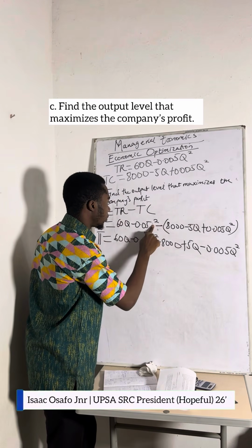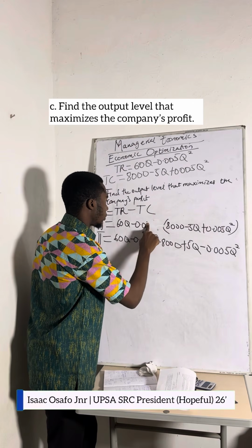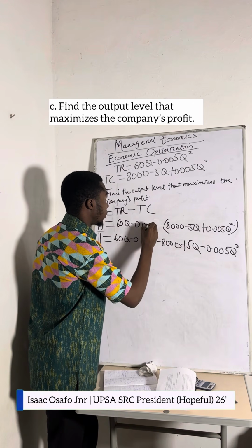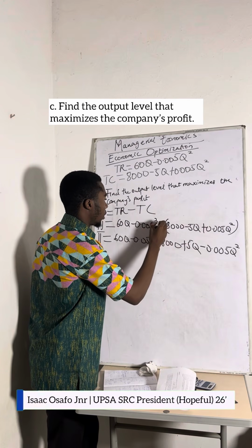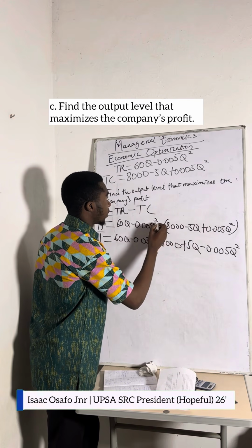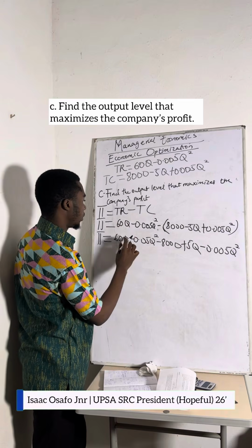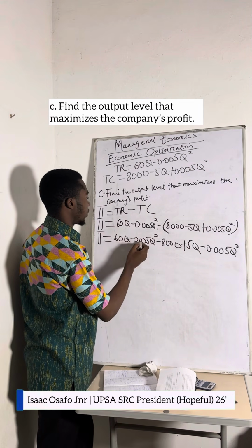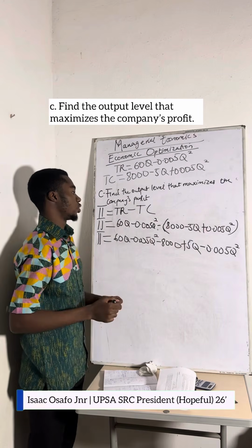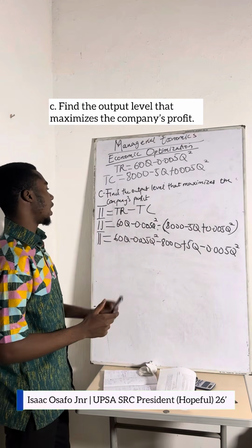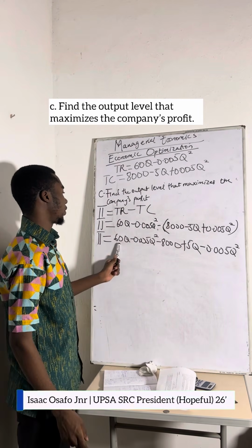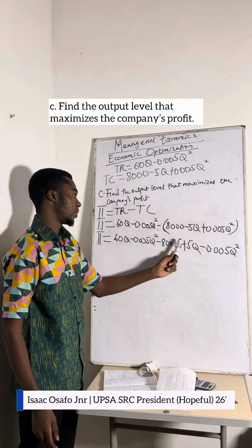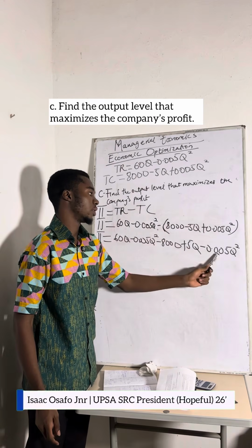So 60 Kil minus 0.005 Kil squared, then minus the total cost. So here to be negative 0.005 Kil squared. All right. So now we found our profit function, which is 60 Kil minus 0.005 Kil squared minus 8,000 plus 5 Kil minus 0.005 Kil squared.